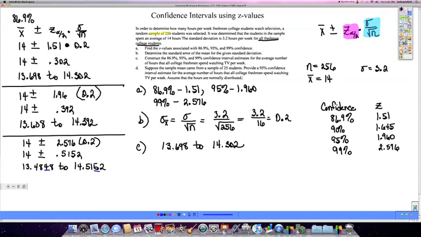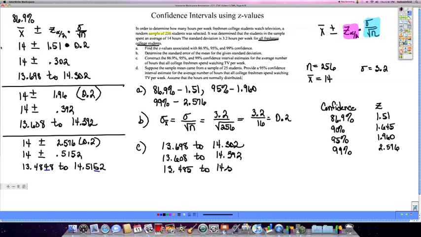So our answers are, for 86.9%, this interval, we have the 13.698 to 14.302. For the 95%, we have 13.608 to 14.392, and of course on this one we have 13.485 to 14.515.